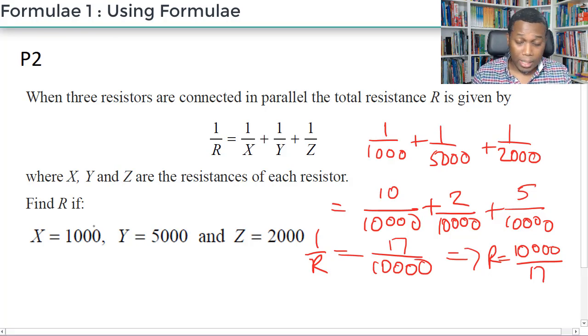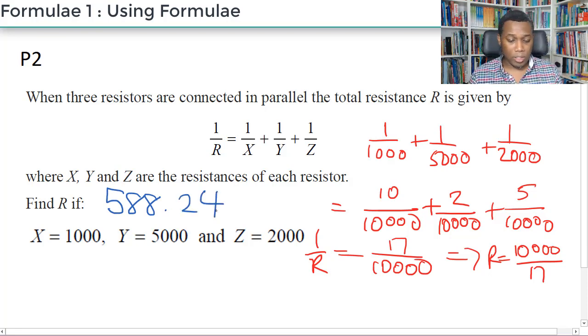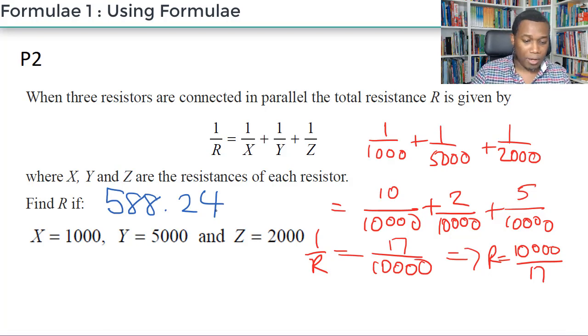So what do we have? I'm looking for the answer to find the value of R. R is 588.24. 588.24 is what I'm going to use. The 2 decimal places, I've rounded it there. Okay, good.